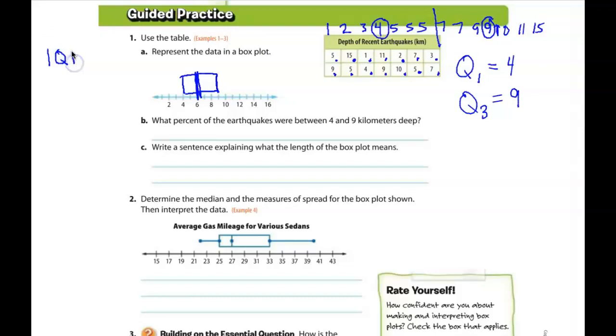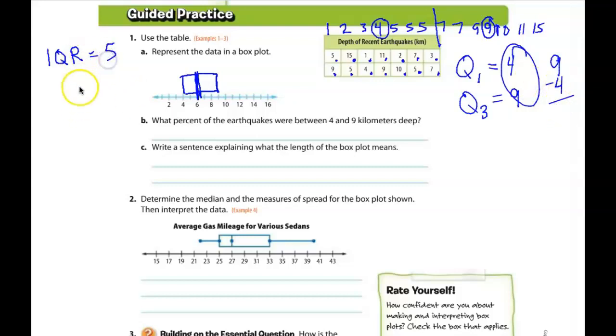Now, the range of the data is when we take the greatest number and subtract the least number. So 14 is going to be our range because 15 minus 1 is 14. But our IQR is when we take quartile 3 and subtract quartile 1 from that. So 9 minus 4 will give us our IQR. So what is 9 minus 4?